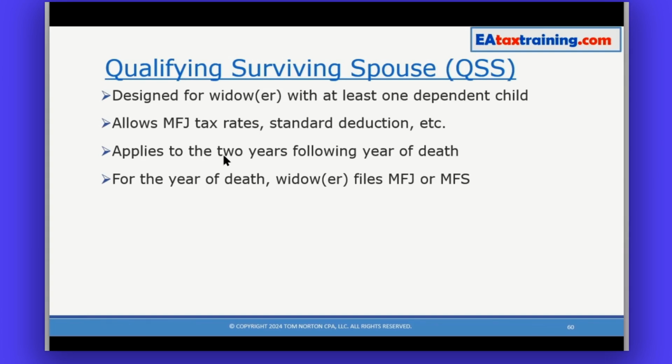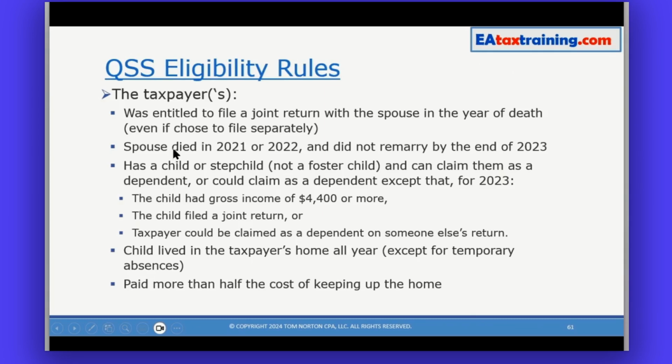Why? Because they would file as married, either married filing jointly or married filing separately. Usually they would just file as married filing jointly for 2023. But then they would qualify for surviving spouse if they meet the criteria in 2024 and 2025. So what are the criteria?